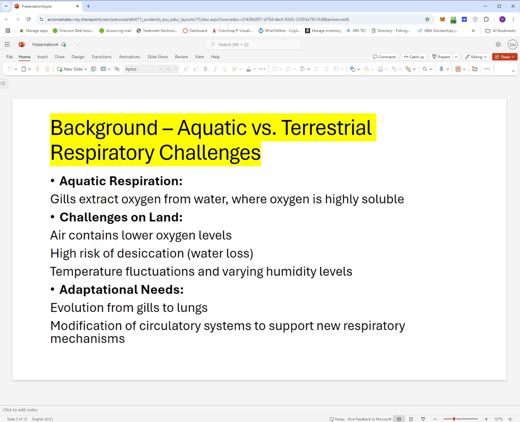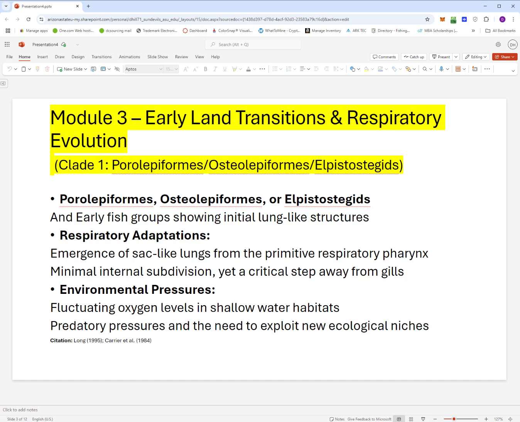For example, early lungs had to evolve from a primitive respiratory pharynx, gradually becoming more compartmentalized to increase the surface area for gas exchange. At the same time, the circulatory system had to adapt to support this new mode of respiration by efficiently transporting oxygen from the lungs.